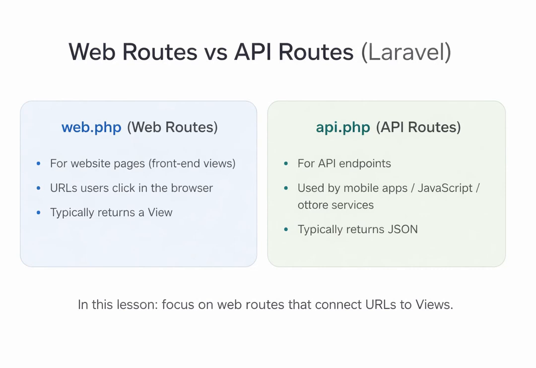In Laravel, routes are usually separated by purpose. Web routes live in web.php, and they're for the website side, pages a user opens in a browser, where Laravel often returns a view. API routes live in api.php, and they're for endpoints that typically return JSON for apps or JavaScript. Here, the focus is the website, how a browser URL in web.php ends up showing a Blade view.